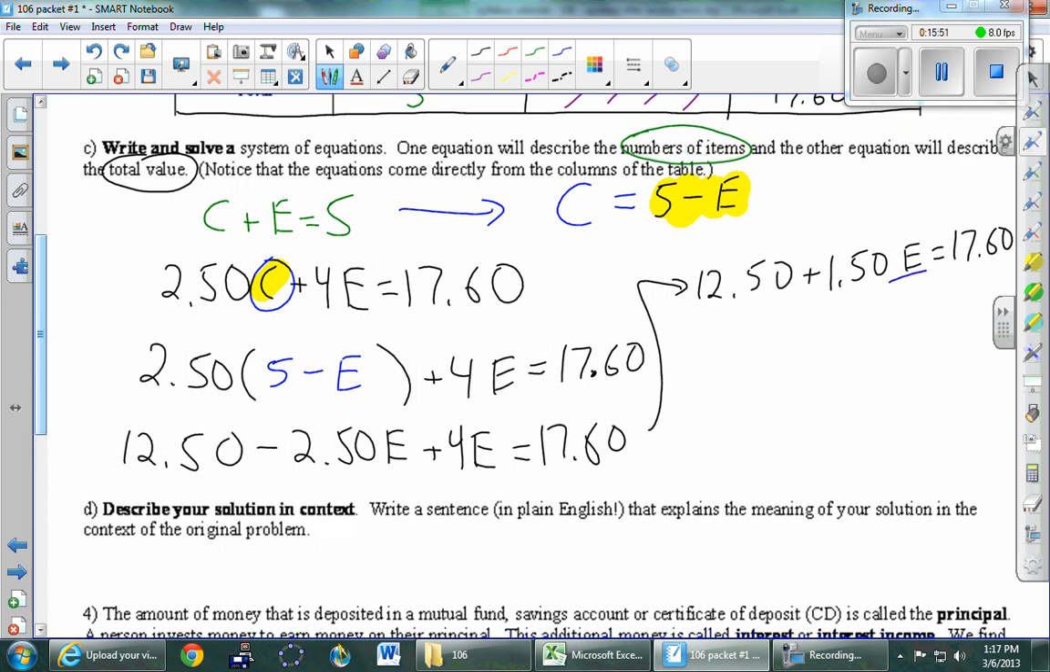Again, the goal is still to find E, so first we need to move which number? 1250 by subtracting it from both sides. And then finally divide both sides by 1.50.